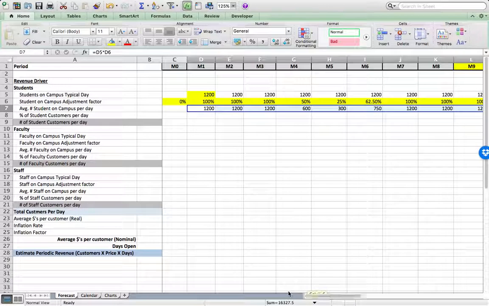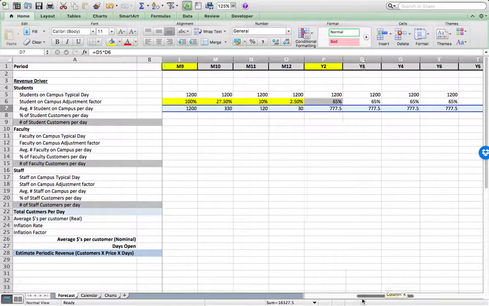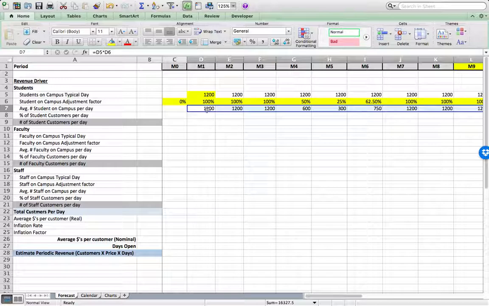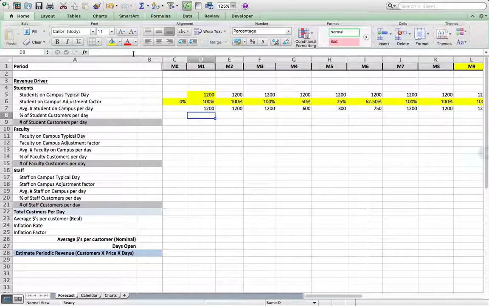Now, you'll notice as I went further out, it has these partial numbers. I don't like that, so I always go in and round them. So round to the nearest integer, so 0 decimals.